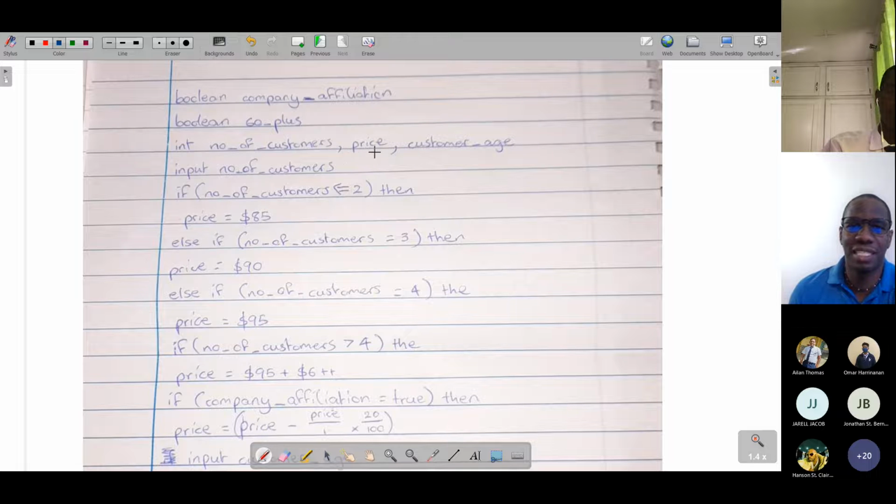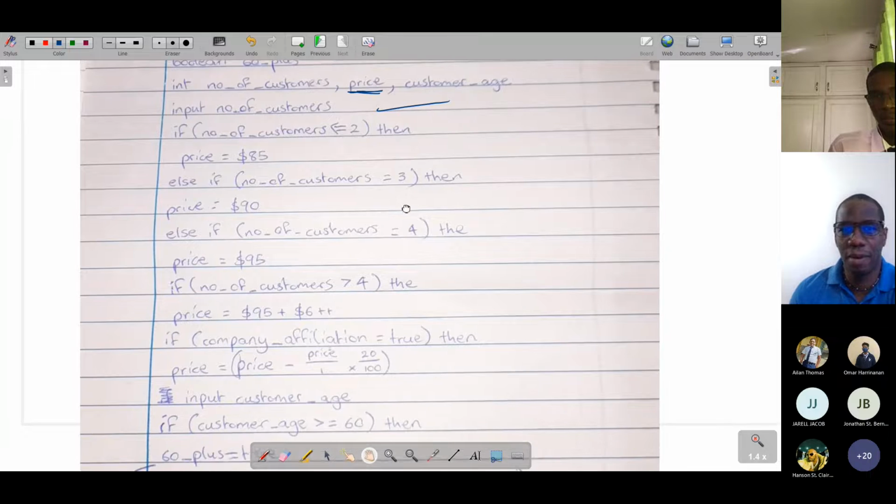Price, being price, the only thing I would say is that price should be a floating point value, especially since we're dealing with applying discounts of 75 or so %, right? That might give us some floating point values. And customer age. So we will ask the customer age. So we got the number of customers, so that's good.